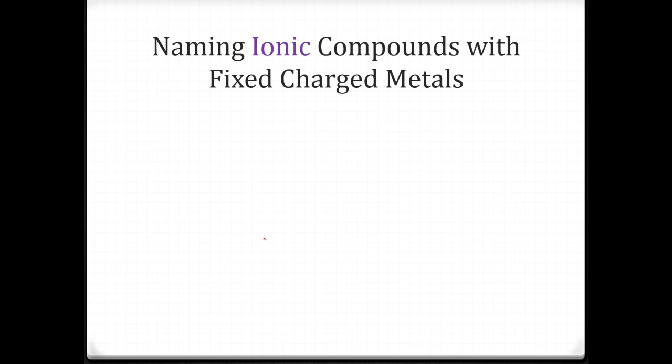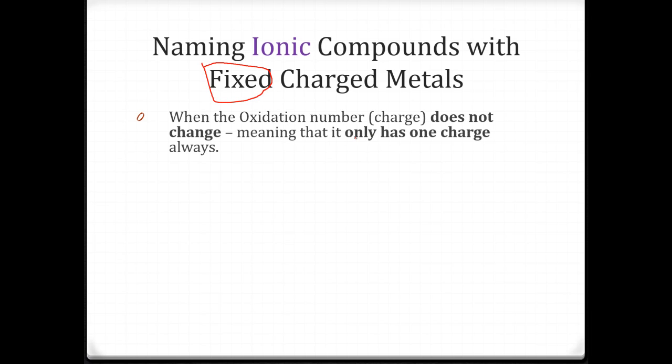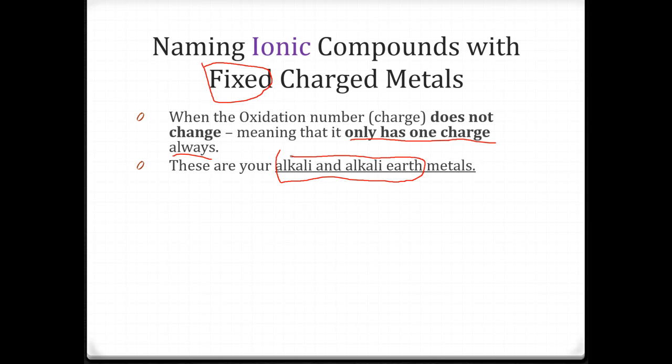Okay. So now how do we name ionic compounds? All right. Naming things with a fixed charge. So fixed means it only has one charge always. Very rarely is this rule ever broken. So these are alkali and alkali earth metals. Alkali always get +1, alkali earth always get +2, and that's because of their valence structure.